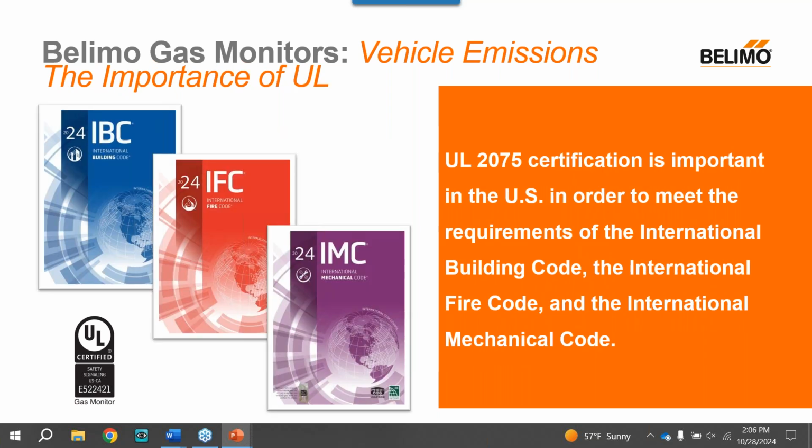And why is it significant? One, because customers know they're getting a product that's safe and reliable. And two, the international, national, and local codes are now requiring UL 2075 and ULC S588 for all CO and NO2 gas monitors, detectors, and sensors. Currently, the International Building Code and the International Fire Code specify UL 2075 for all CO monitors. And as of 2018, the International Mechanical Code requires UL 2075 for both CO and NO2 gas monitors.